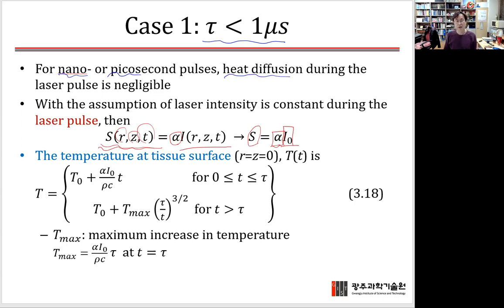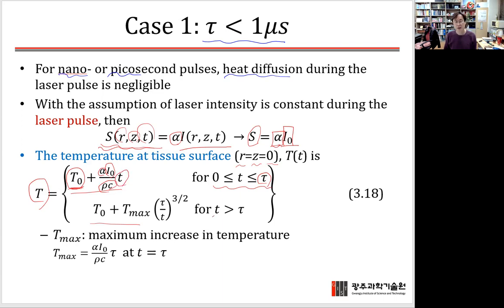So the temperature at the tissue surface, at r = 0 and z = 0, can be described in two parts. During the laser irradiation, within the pulse duration time τ, the temperature increases as the initial temperature plus the absorption coefficient multiplied by I0 over ρ and C, and then time.